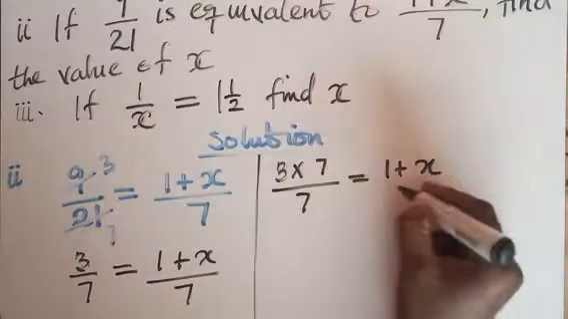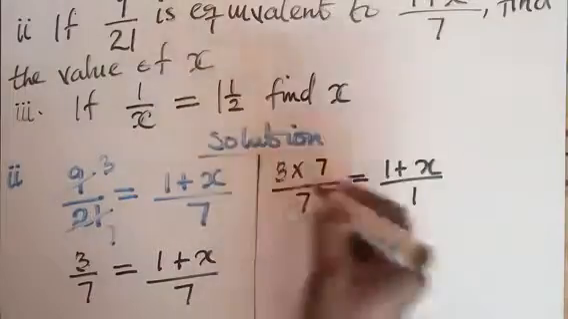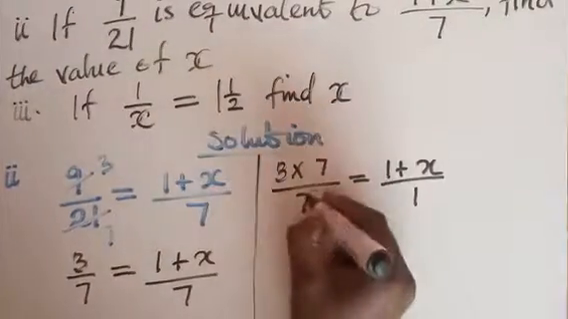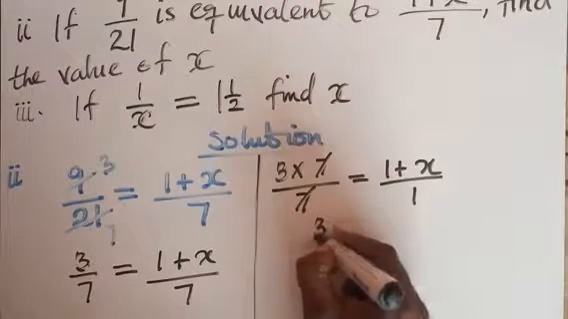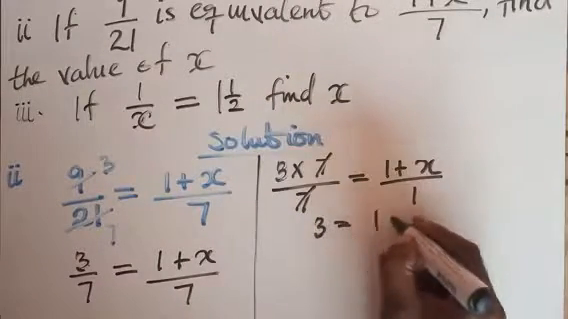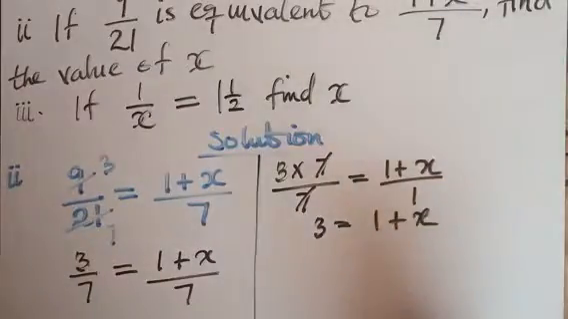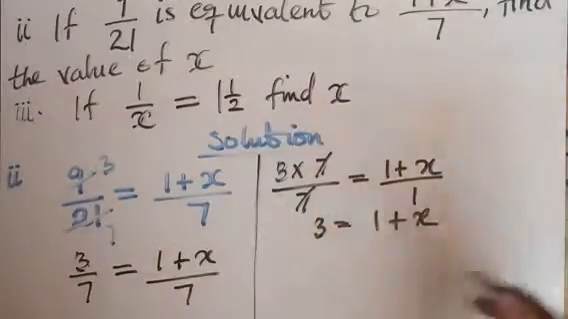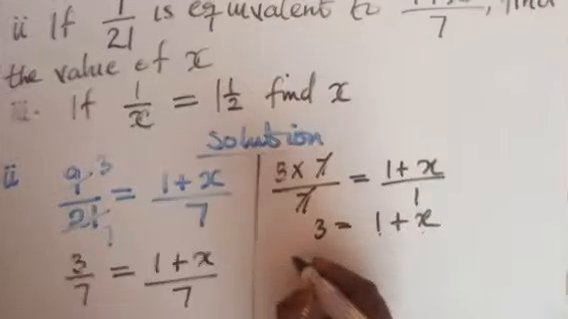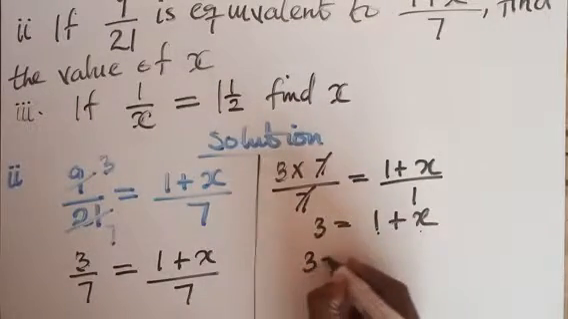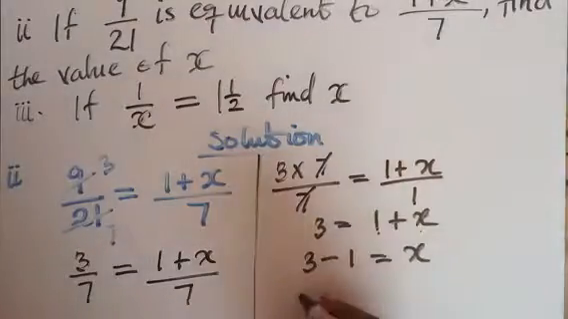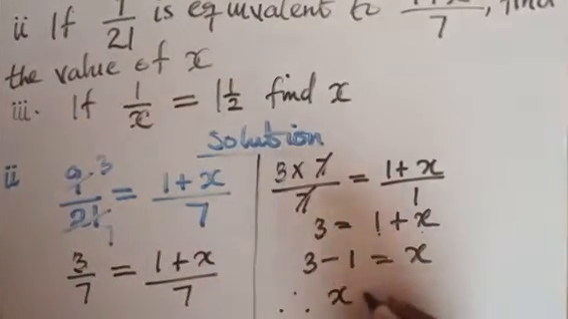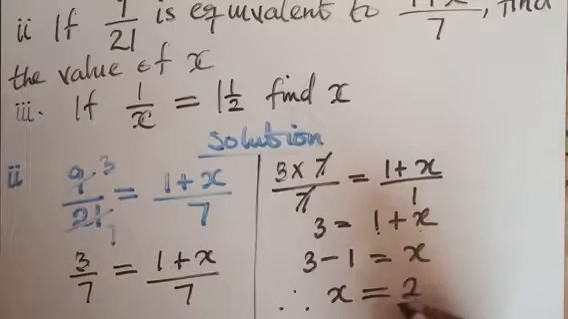Know that every number is divided by 1. So once this one is a fraction, this one is also divided by 1. So in this case, 7 cancels 7. I'm left with 3 to be equals to 1 plus x. What I want is x, not 1 plus x. So I'll let 1 cross the equal sign. So I'm going to get 3 minus 1 is equals to x. Therefore, x is equals to 2. So the value of x in this regard is 2.